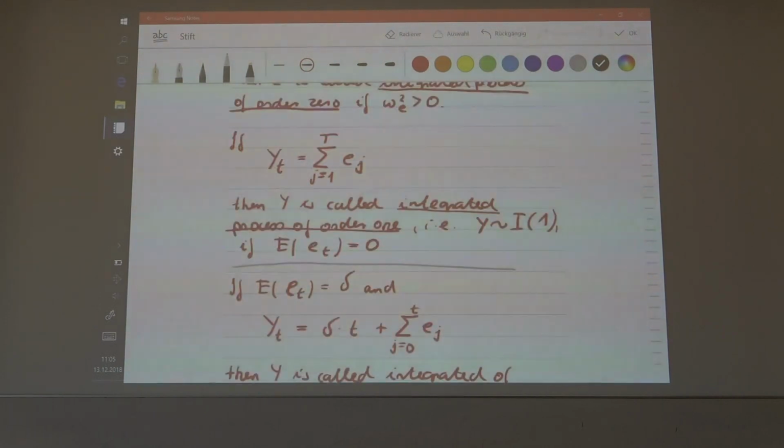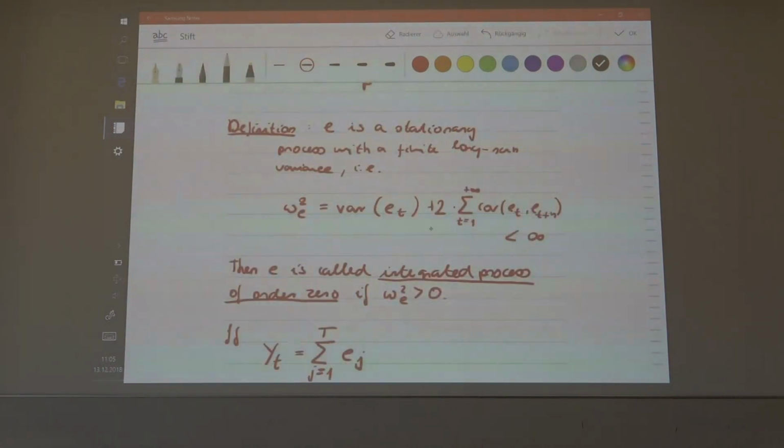Let's have a look at this. The definition of the long run variance is the variance of the process plus 2 times the covariance. Now the covariances are also going to be 0. So if the autocovariance is 0, then this term is 0. Then the long run variance is equal to just the variance of the process. All right?